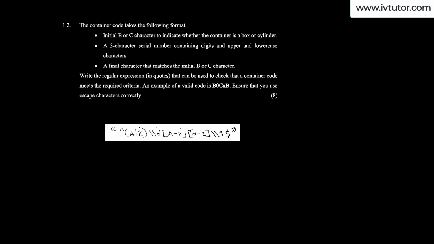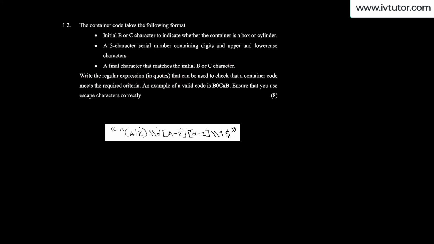Now, the next question for this paper, 1.2, was regular expressions. The container code takes the following formats. Initial B or C character to indicate whether the container is a box or a cylinder. A 3-character serial number containing digits and uppercase and lowercase characters, right? A final character that matches the initial B or C character. Write the regular expression in quotes.